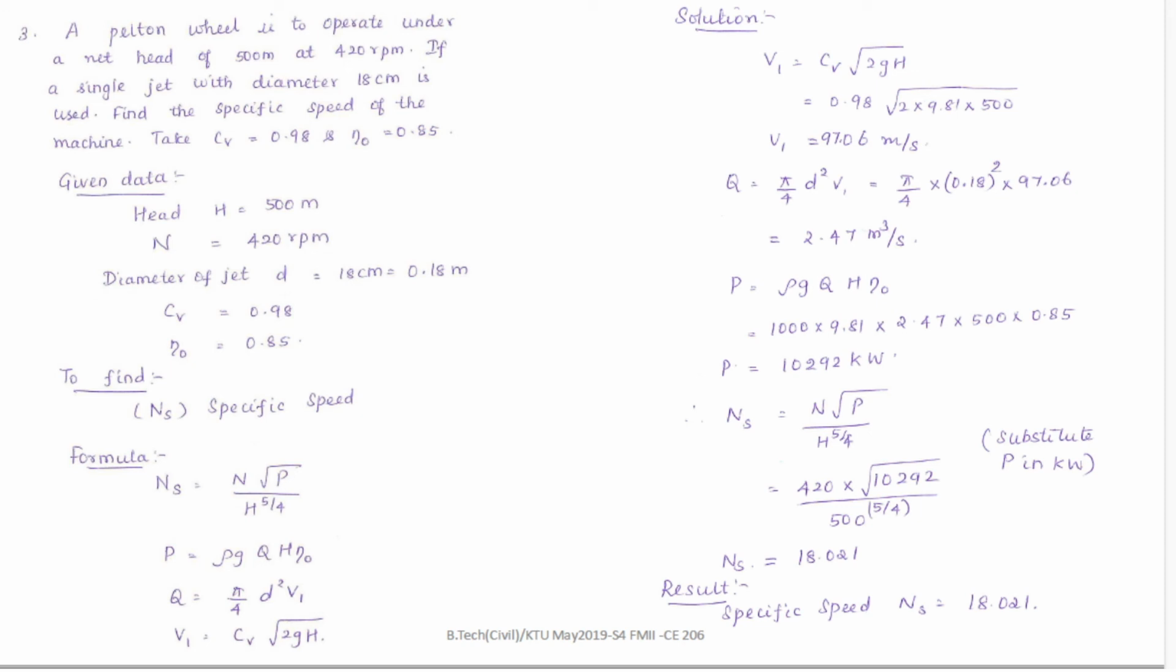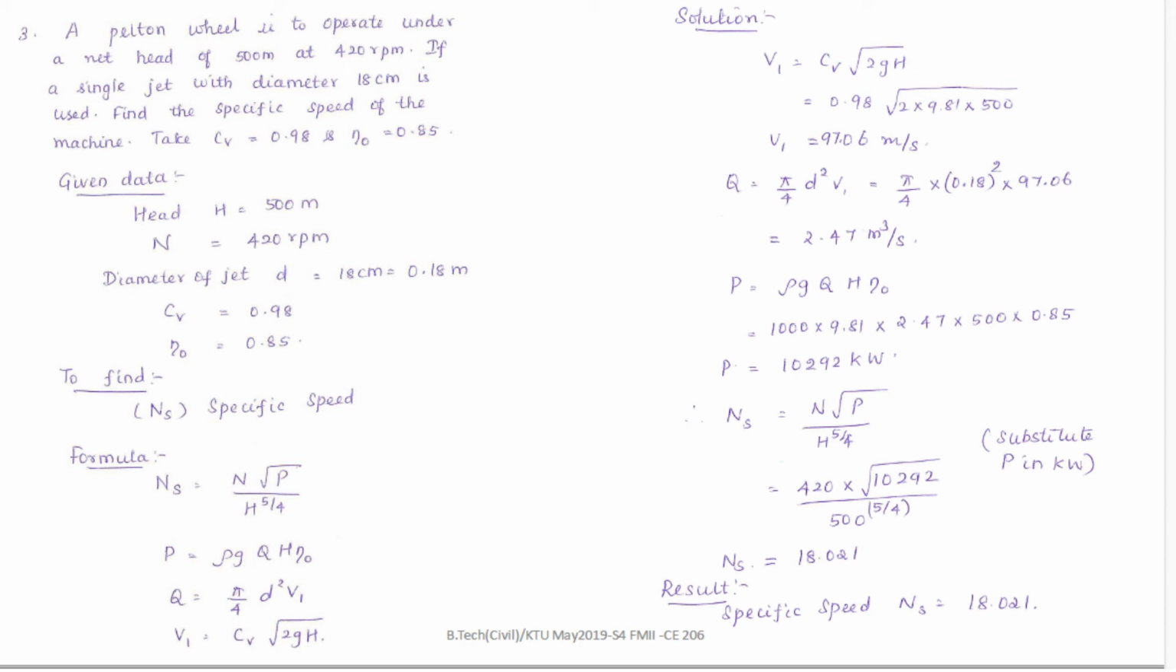What is V1? V1 is CV into root of 2GH. So now the solution: first find out what is V1. V1 is equal to CV into root of 2GH. You will get the velocity in terms of meter per second.